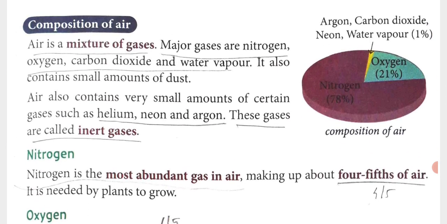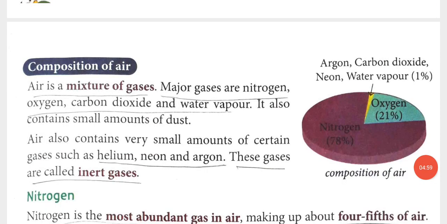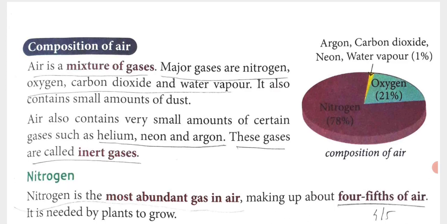Next is composition of air. Look at this diagram. You can see 78% nitrogen, 21% oxygen, and 1% argon, carbon dioxide, neon, water vapor. So, what is air? Air is a mixture of gases. Many gases are mixed in it. The majority of them is nitrogen and oxygen. Some amount of carbon dioxide, water vapor, and dust. Air also contains very small amounts of certain gases like helium, neon, and argon, and these are called inert gases.